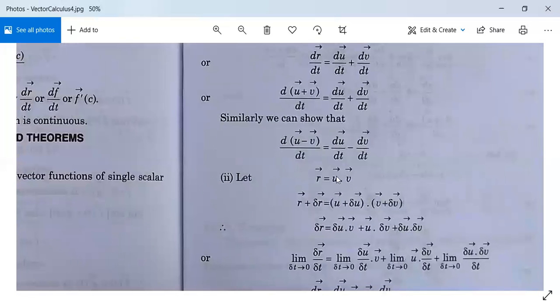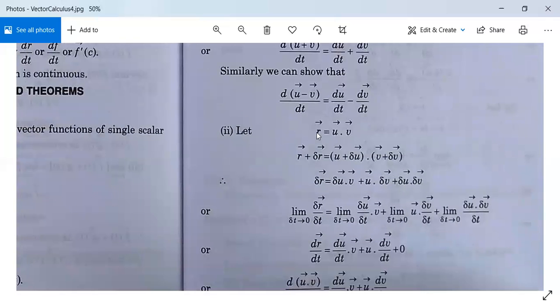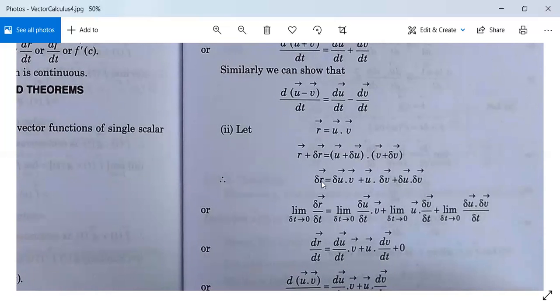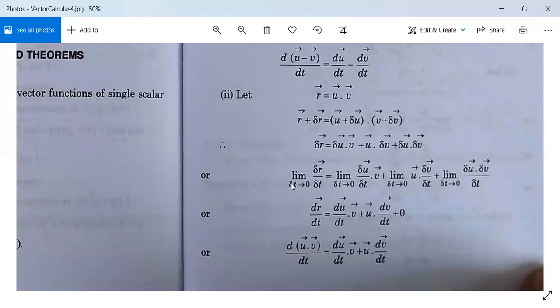Next, we have the second portion. Suppose r is given as u dot v, then r plus delta r will be (u plus delta u) dot (v plus delta v). So delta r will be delta u into v plus u into delta v plus delta u delta v, because here u dot v is r and u dot v both will cancel each other. So you will have delta u into v plus u into delta v plus delta u into delta v, or divide by delta t and take limits.